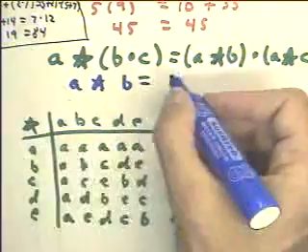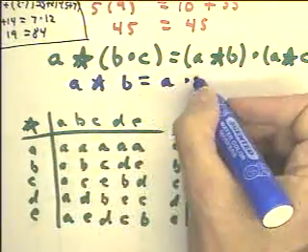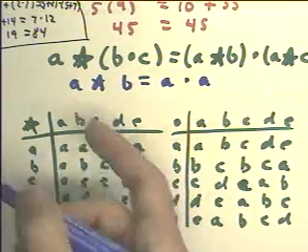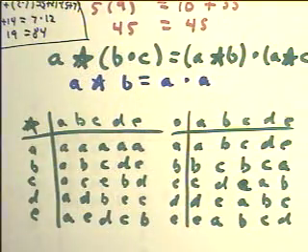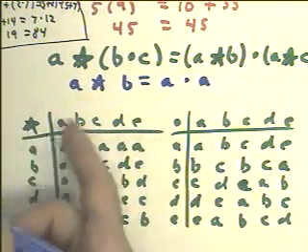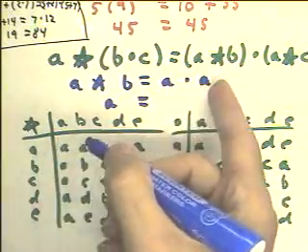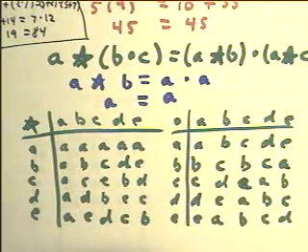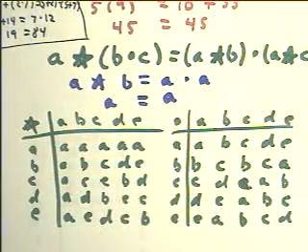Well, A star B is A, and A star C is A. Okay? Now what's A dot A? Well, A dot A is, well, how about that? It's A. So that seems to have worked out. So maybe this operation is distributive.